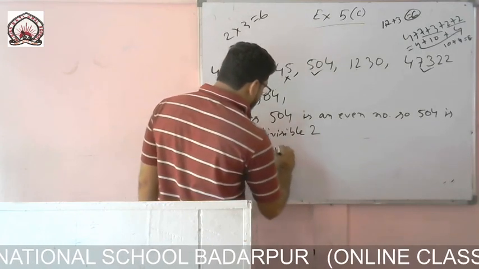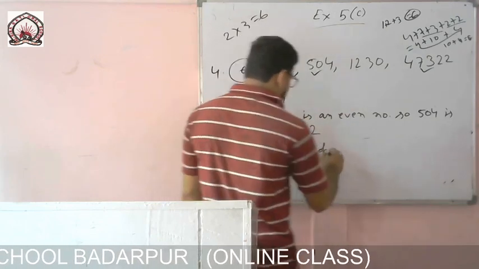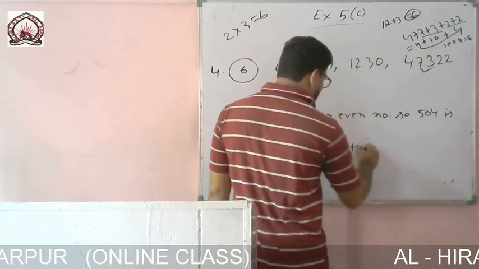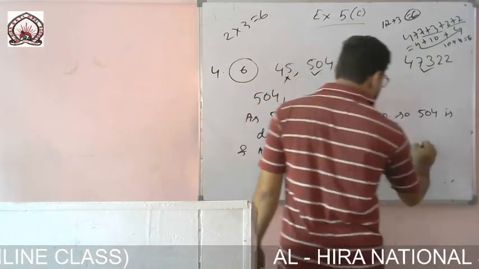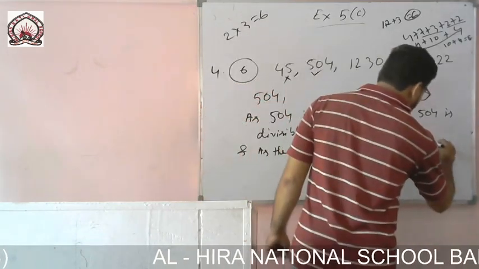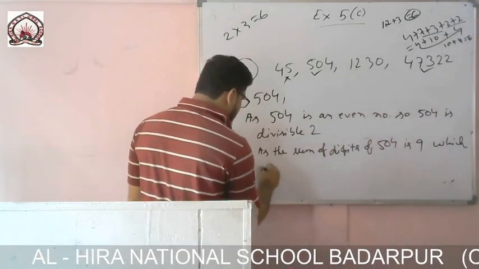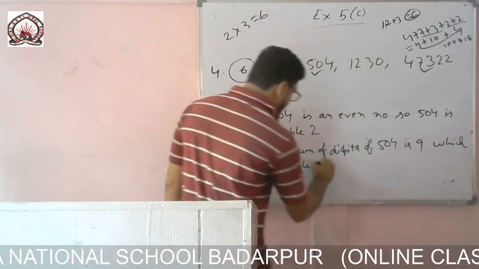And as the sum of the digits of 504 is 9, which is divisible by 3.